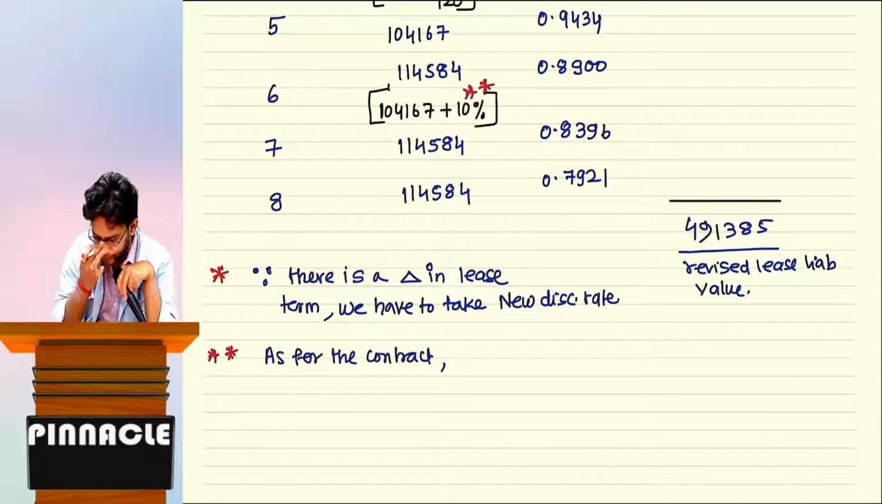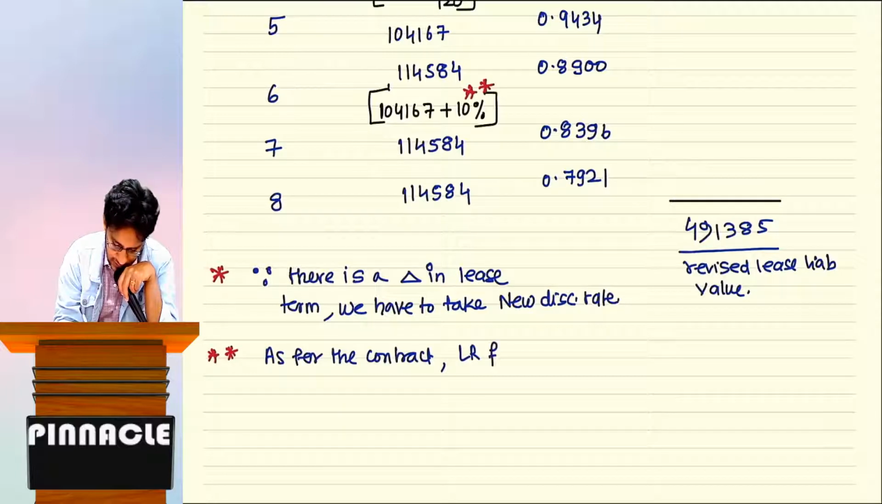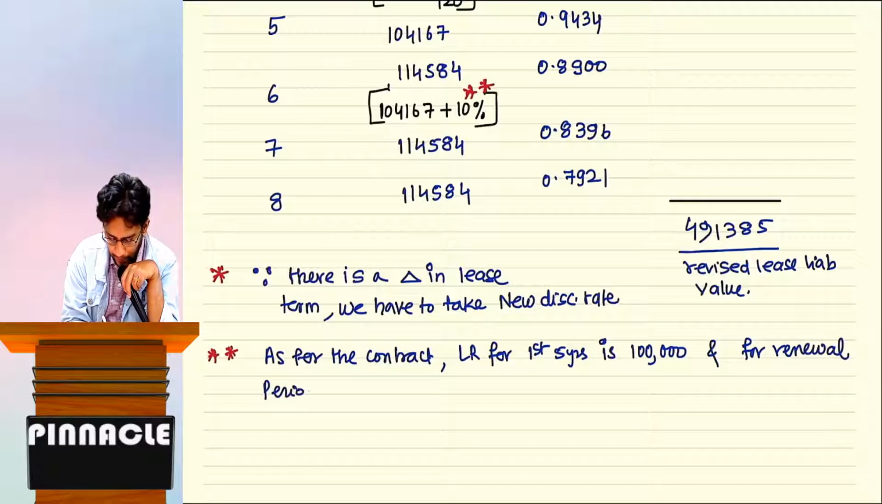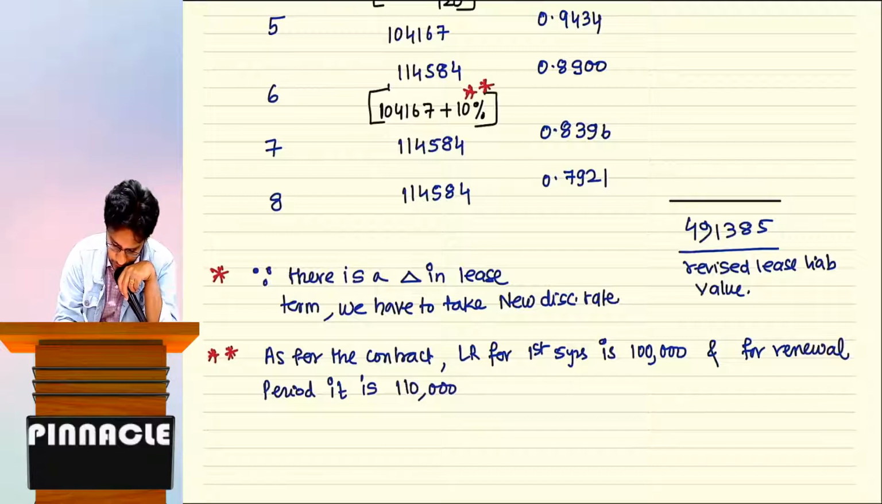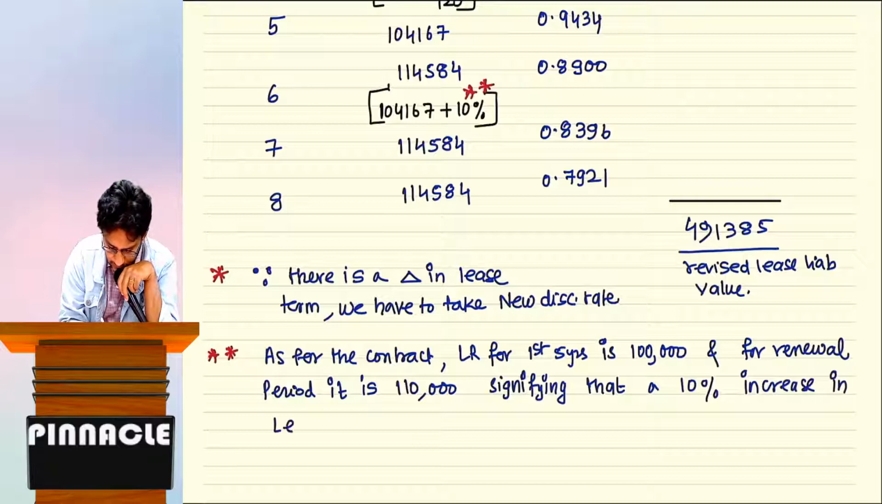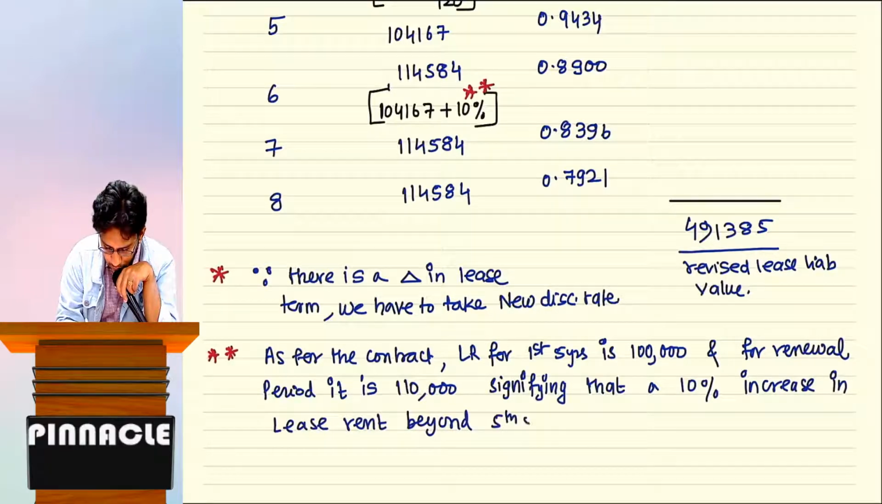As per the contract, lease rent for the first 5 years is 1 lakh, and for the renewal period it is 1,10,000, signifying a 10% increase in lease rent beyond the 5th year of lease.